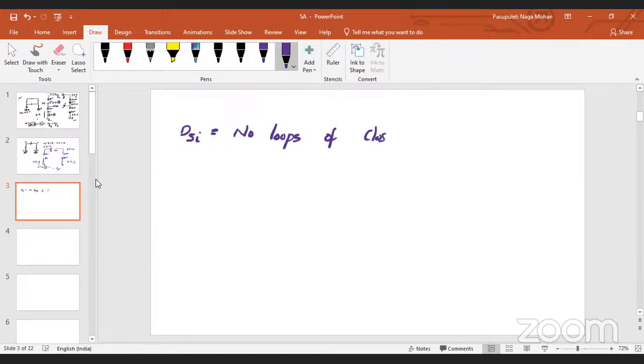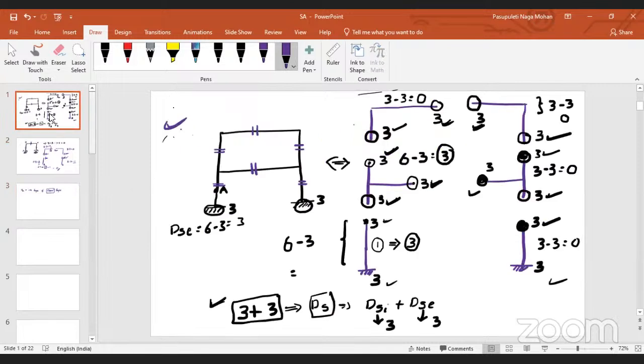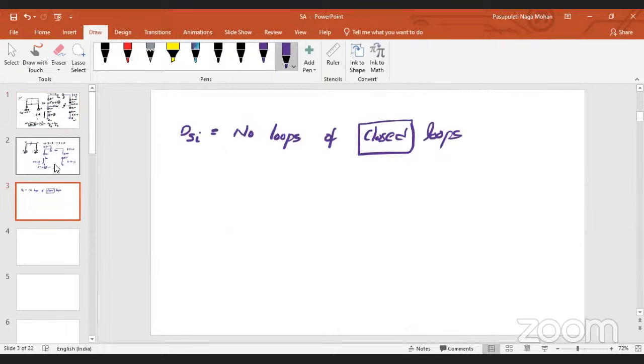How many closed loops? Closed is very important. If you want a shortcut, you have to see how many closed loops there are. In this case, tell me how many closed loops exist. 1. If there is one closed loop, and it is a 2D frame, how many internal forces will exist? If it is a 2D frame, 3 internal forces will exist.